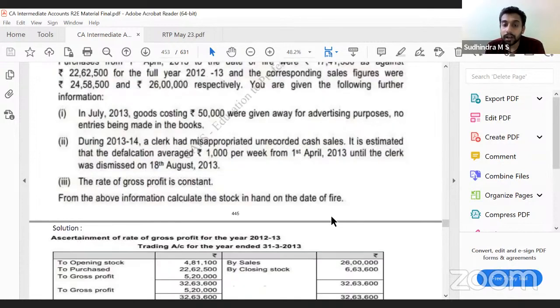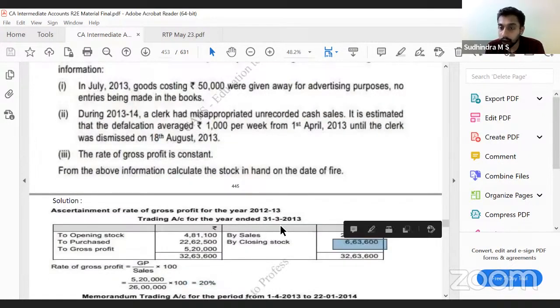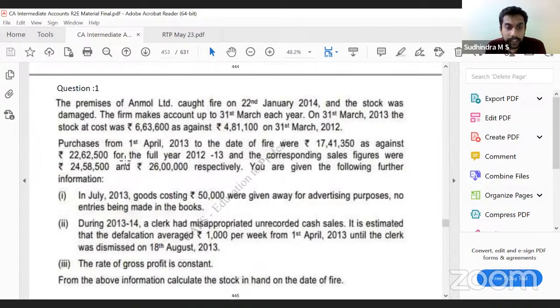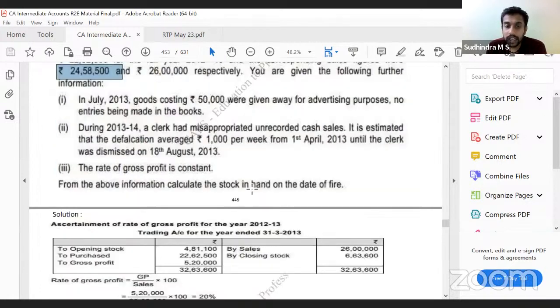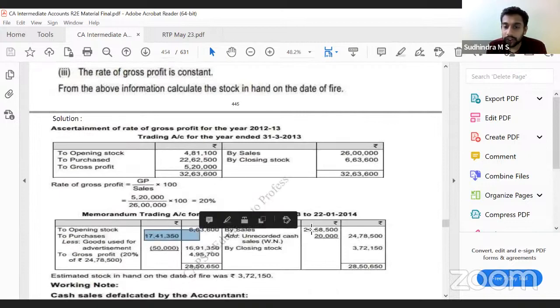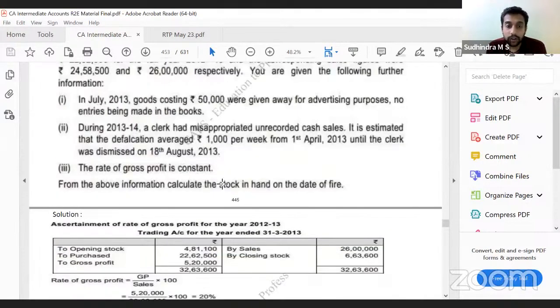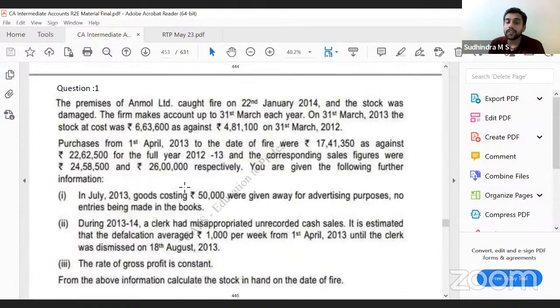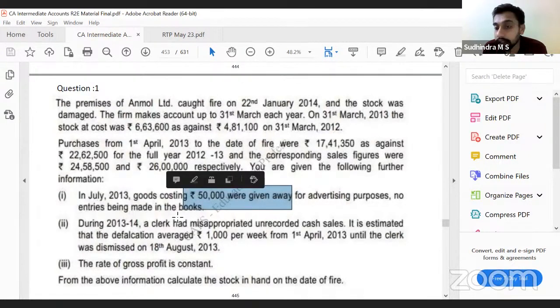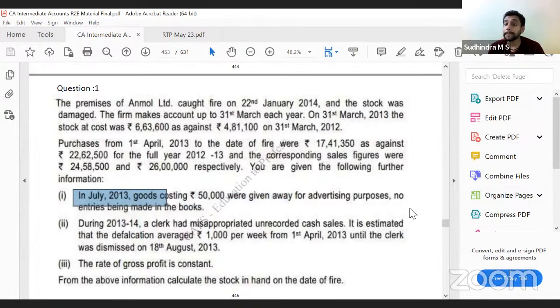In the memorandum trading account, closing stock of last year will be the opening stock, right? Then purchases is given, 17,41,350. Sales 24,58,500. Correct? Now to that, there are some adjustments. 50,000 advertisement expenses, July 13. For the advertisement purpose, stock is given away. That should be reduced from purchases. So purchases would be reduced to the extent of 50,000.